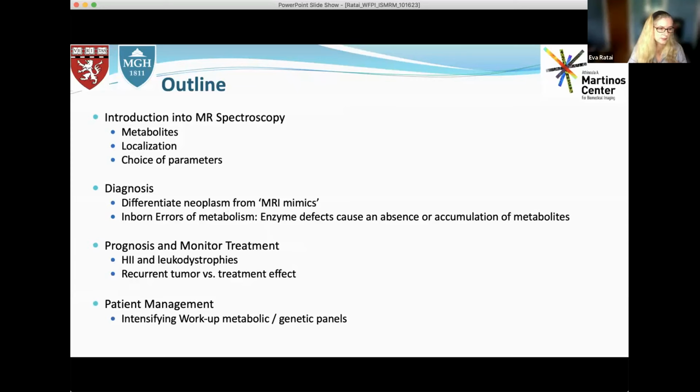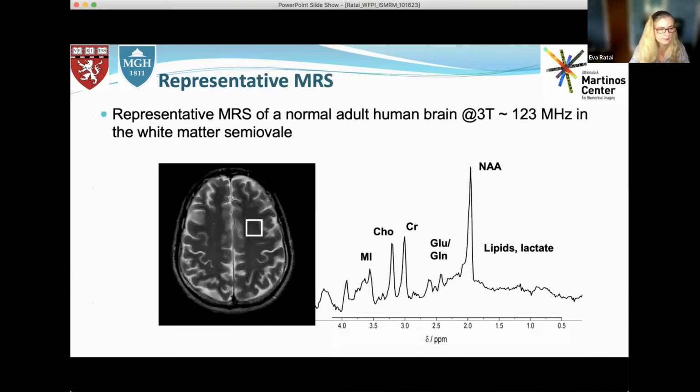So clinical spectroscopy is often used for diagnosis, to differentiate neoplasms from so-called MRI mimics. And we can also distinguish between different inborn errors of metabolism, since enzyme defects may cause an absence or accumulation of metabolites that we can see with spectroscopy. Once we know what it is, spectroscopy may be useful in prognosis and to monitor therapeutic treatment, and I have a couple of examples on that. And last, it may also change patient management, as it can trigger or intensify workup for metabolic genetic panels.